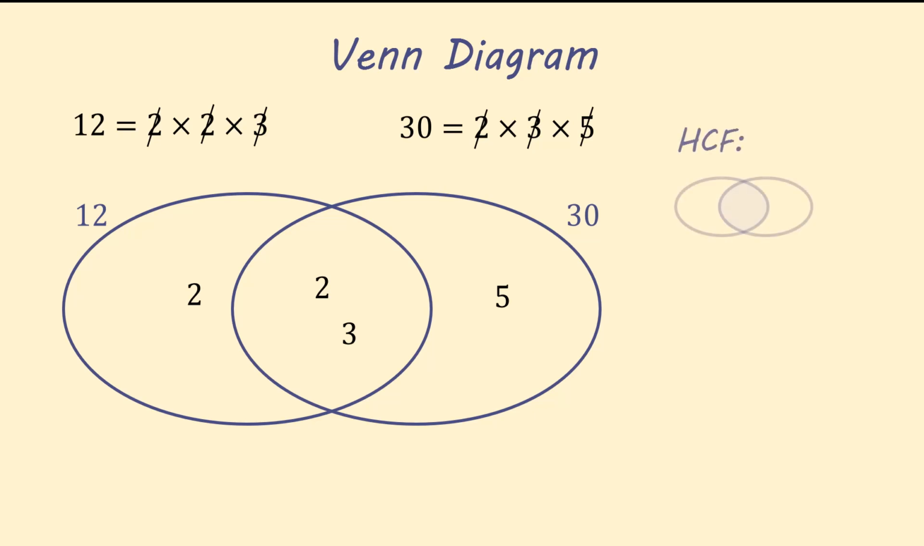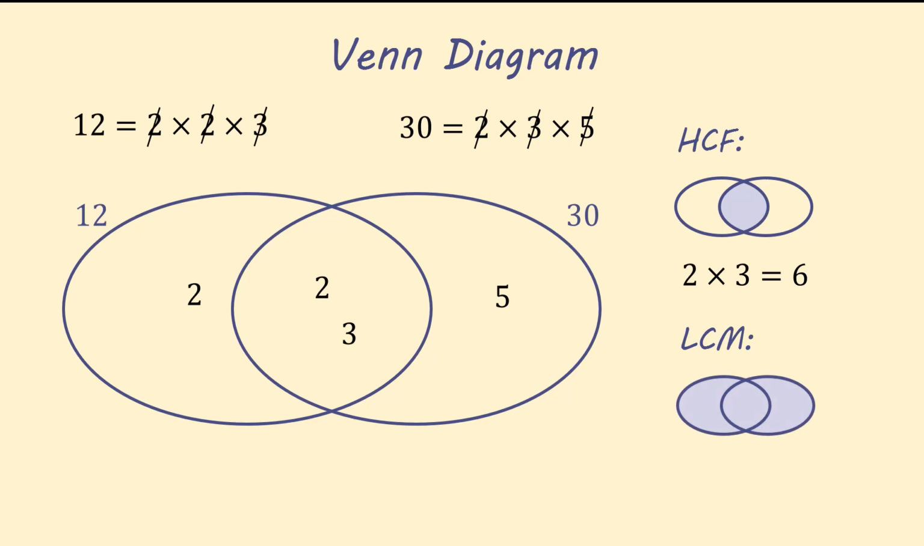For the HCF, multiply all the numbers in the intersection, which is 2 multiplied by 3, which is equal to 6. And for the LCM, multiply all the numbers in either circle or both circles together. This gives 2 multiplied by 2, multiplied by 3, multiplied by 5, which is equal to 60. Notice that these answers are the same as before.